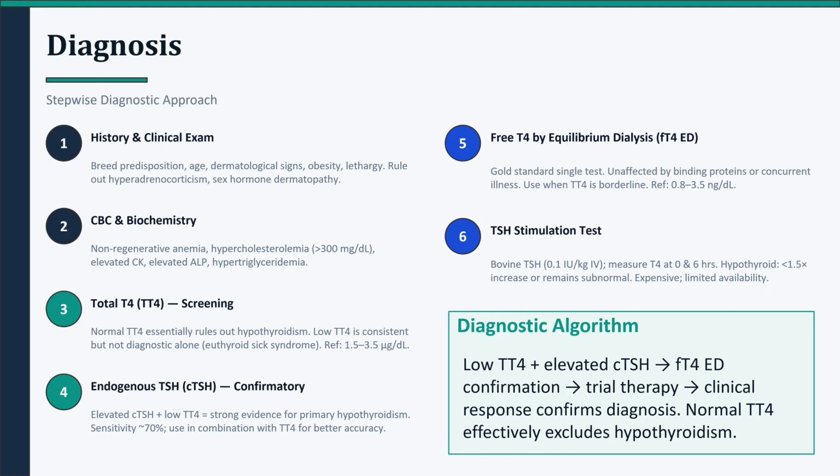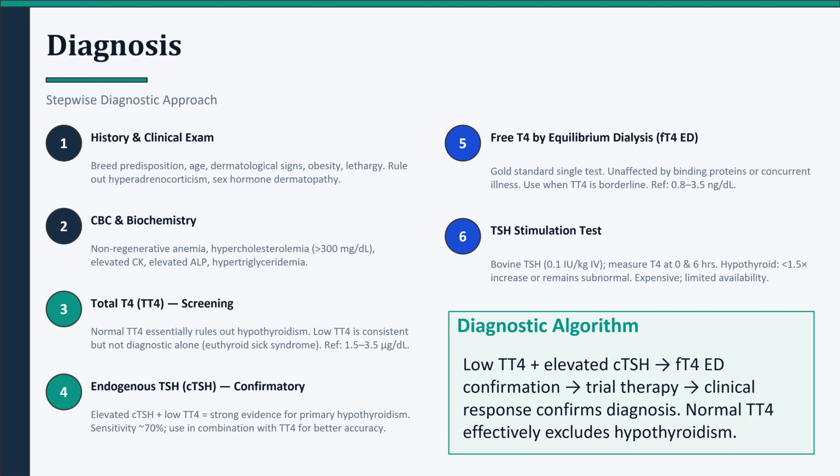Step 4. Endogenous TSH. This is your confirmatory test. Remember the negative feedback loop? In primary hypothyroidism, there is no T4 to suppress TSH. So TSH goes up. Elevated TSH combined with low TT4 is strongly suggestive of primary hypothyroidism. Note, though, that the sensitivity is only about 70%, so about 30% of hypothyroid dogs will have a normal TSH, which is why you use both tests together.